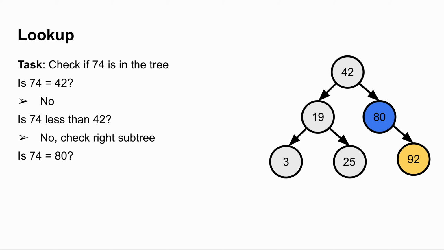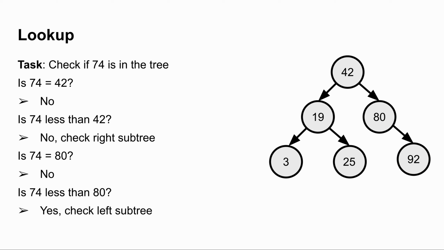Then we check the root of the subtree once again. Is 74 equal to 80? It isn't, so then we ask, is 74 less than 80? It is, so we check the left subtree of 80.